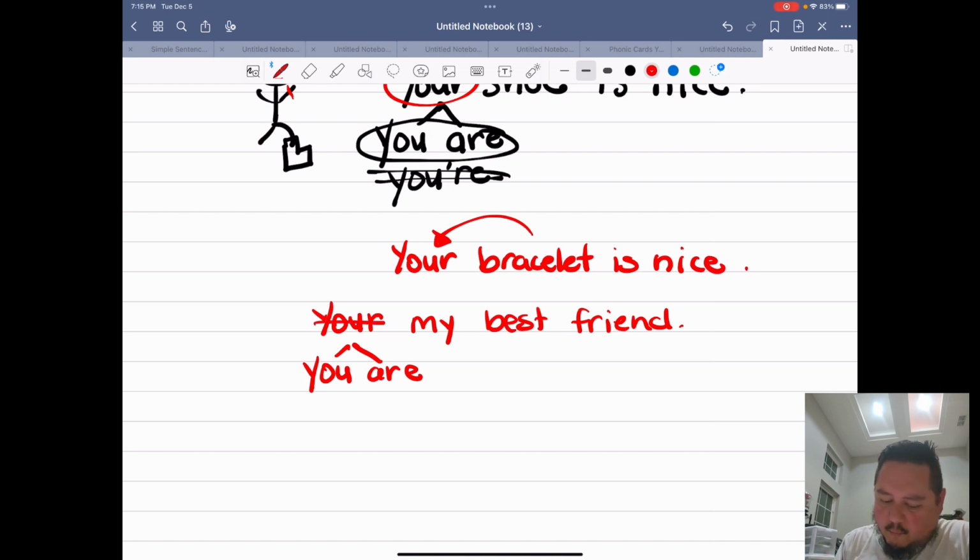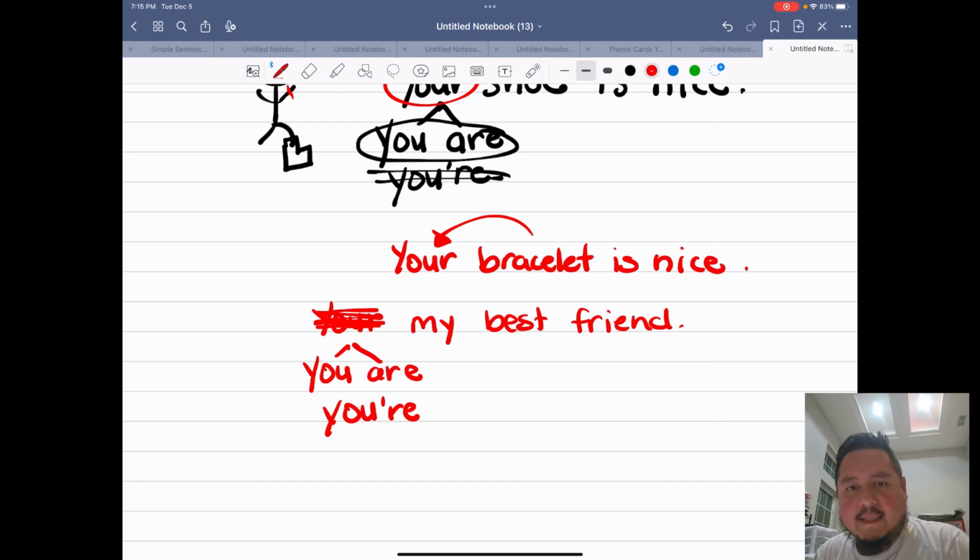That means we used the wrong your. So we should have used this your here. You are my best friend, because you are does make sense in that sentence. So that's why I always tell my students, test it out with the contraction. Always put the contraction in there. If the contraction makes sense, then it's the correct your, the correct there, and the correct its.